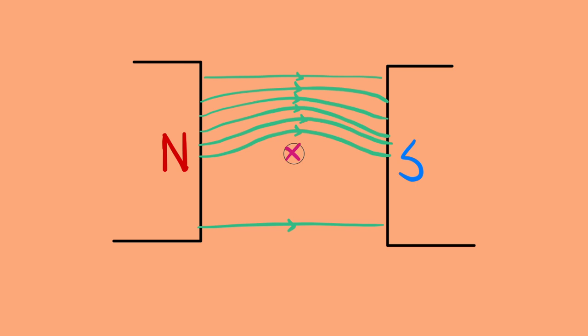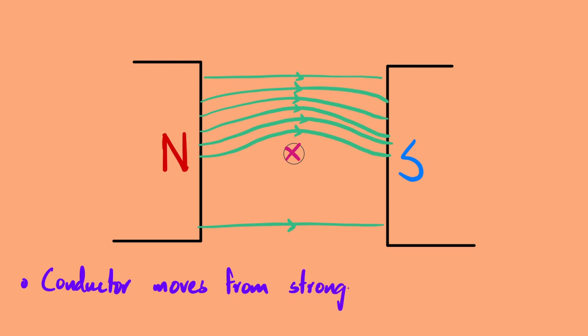So the idea is this, that whenever such a force acts on a current carrying conductor, what you should remember is this, that the conductor moves from stronger to weaker field strength regions.